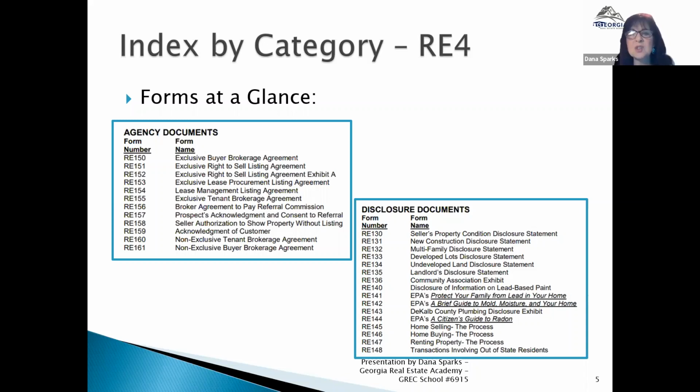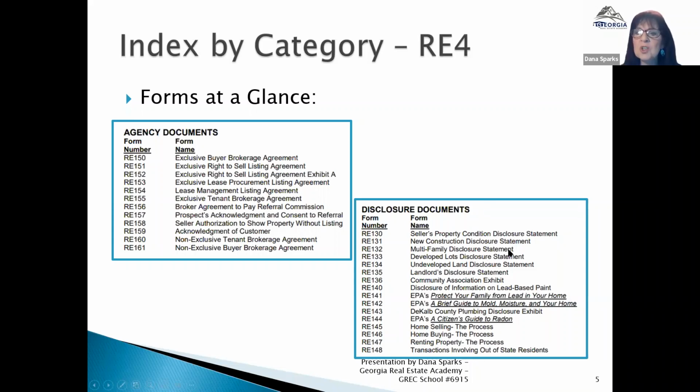Can you mix and match the forms? Joseph, I'm going to answer that a little bit later on as we get into the contracts. But for the disclosures, for the consumer brochures, absolutely, that's not part of a contract. That is just a disclosure and consumer information to send to your public person with whom you are working. So yes, absolutely, I encourage you guys. Again, these consumer brochures are not part of a contract.